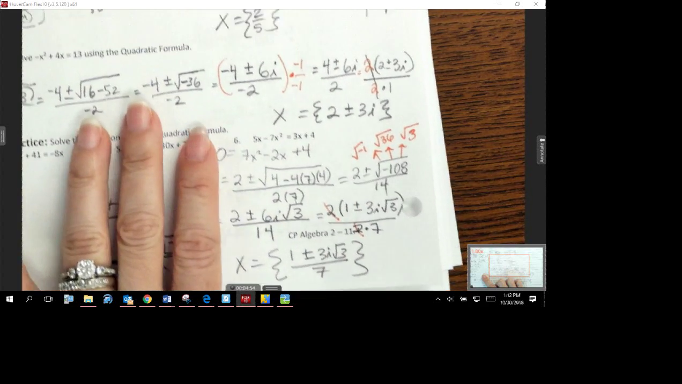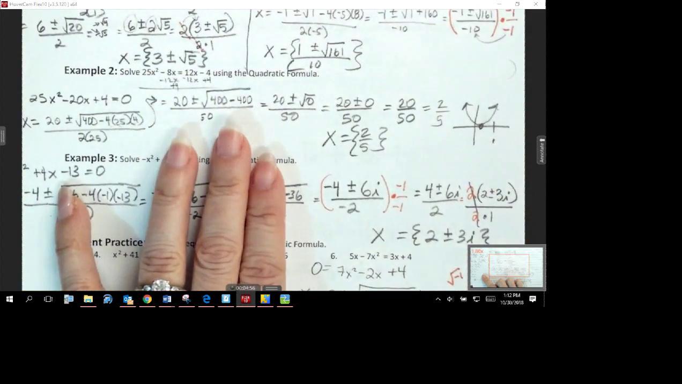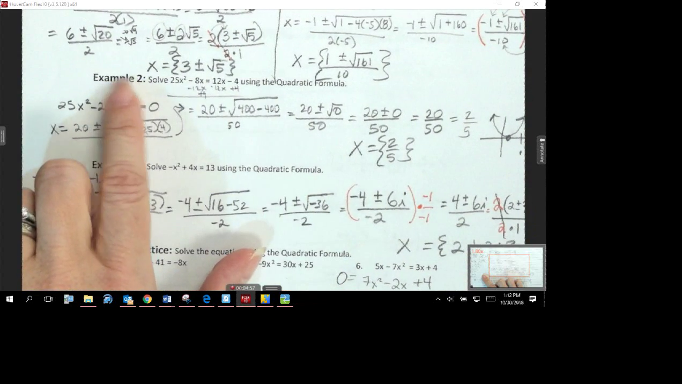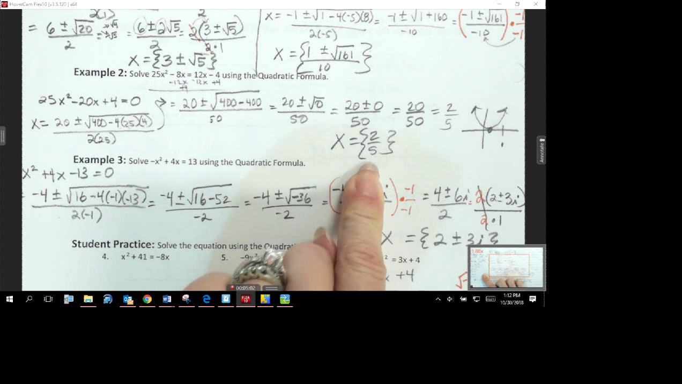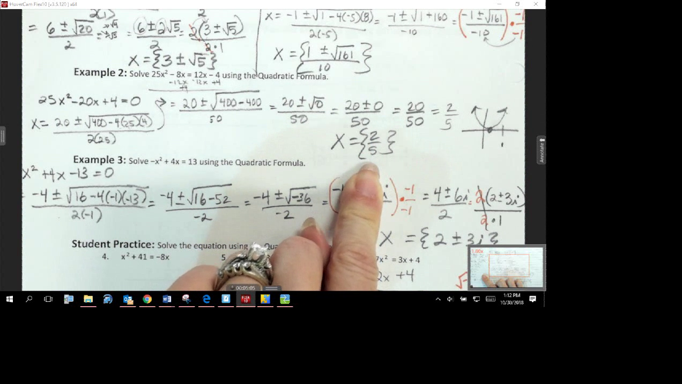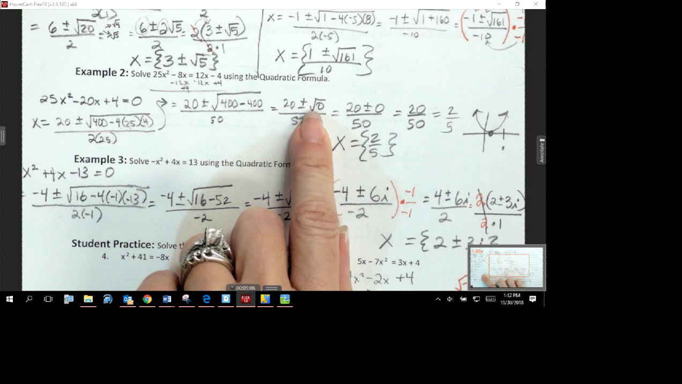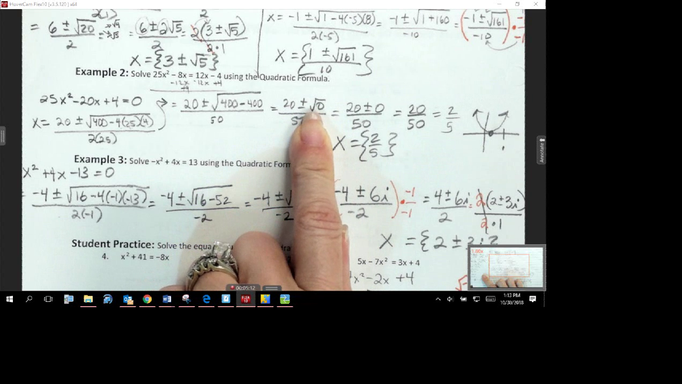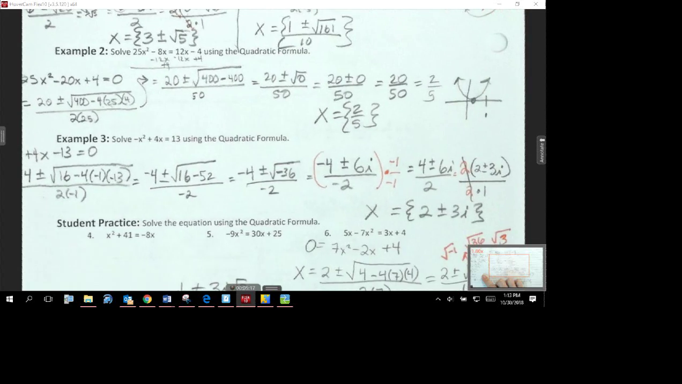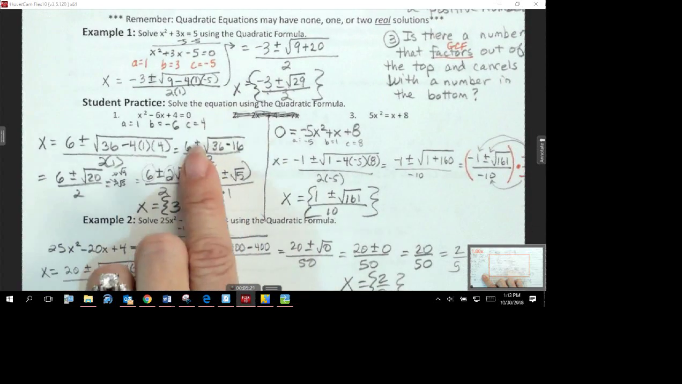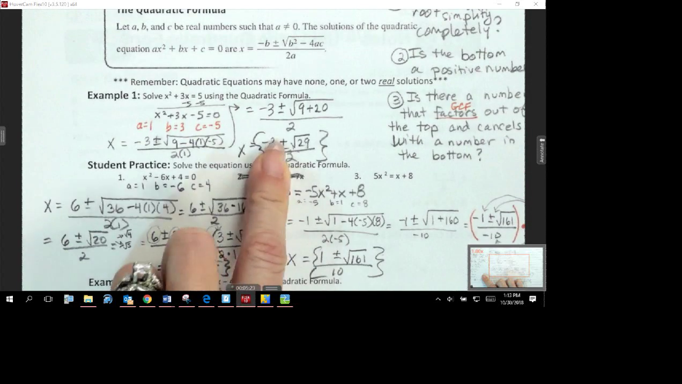Why, let's go back an example or two. Why in example 2, was there only one answer? Because it was zero. The square root was 0, and we couldn't add or subtract something because it was just 0. So there was only one answer. How many answers were there for the imaginary? There were 2.